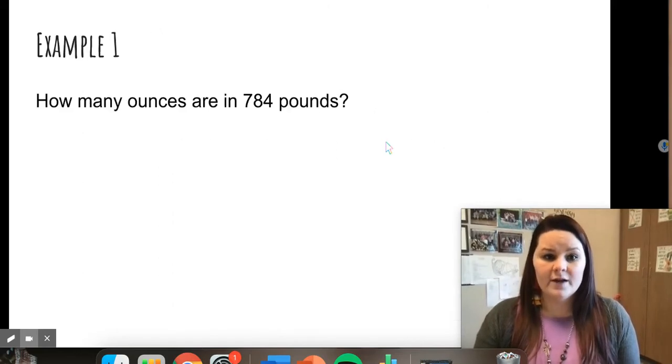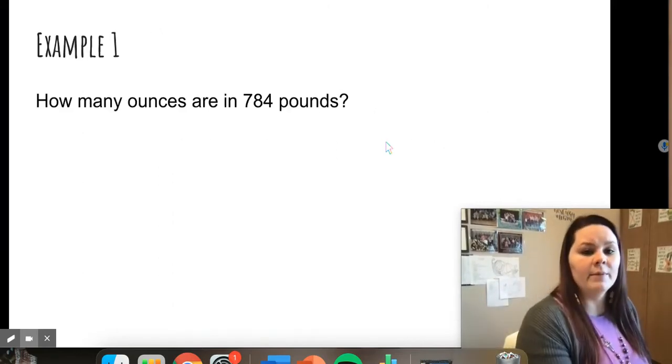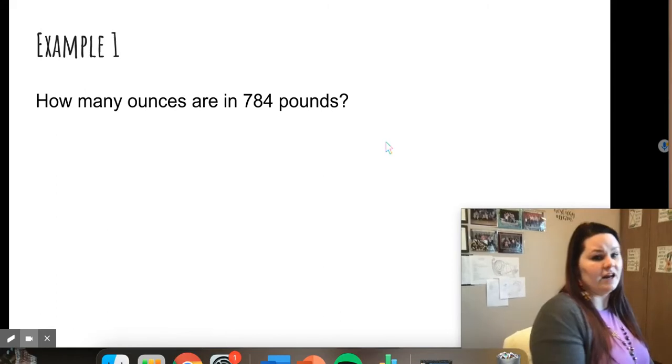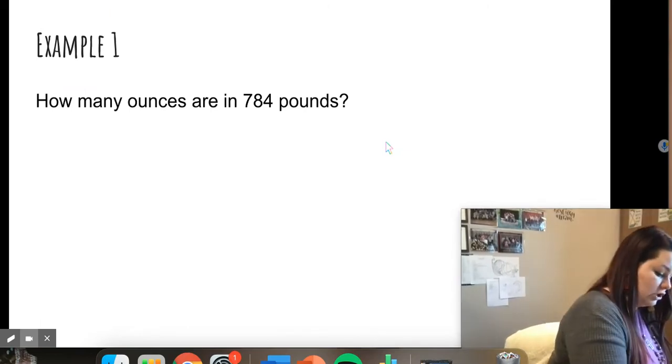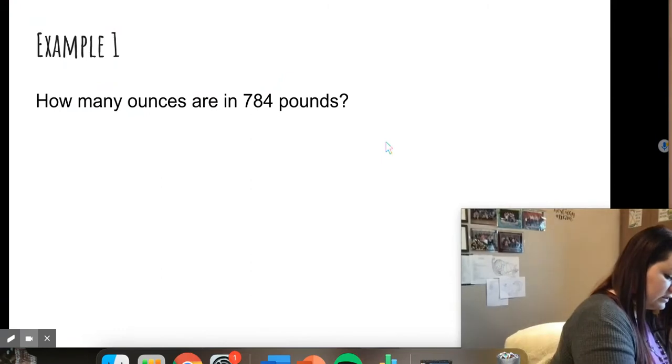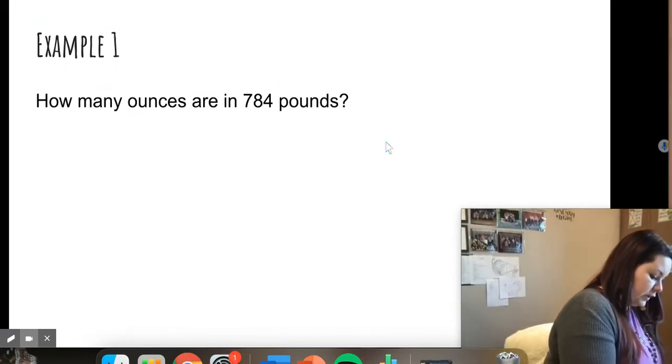customary system for weight. Our first problem is how many ounces are in 784 pounds? So we have 784 pounds, and we're trying to go to ounces. So what we need to ask ourselves is which one is larger? Well, pounds are larger than ounces. So we are going to be multiplying.